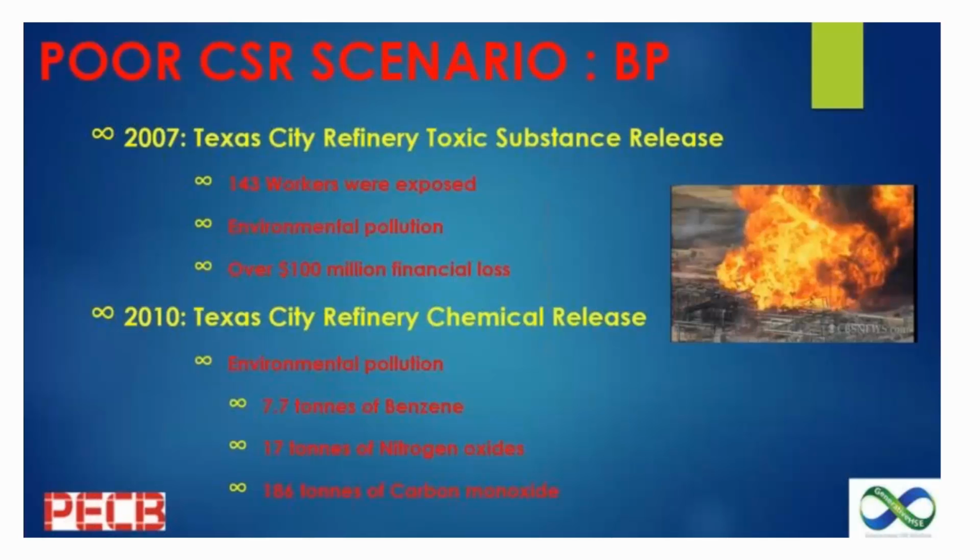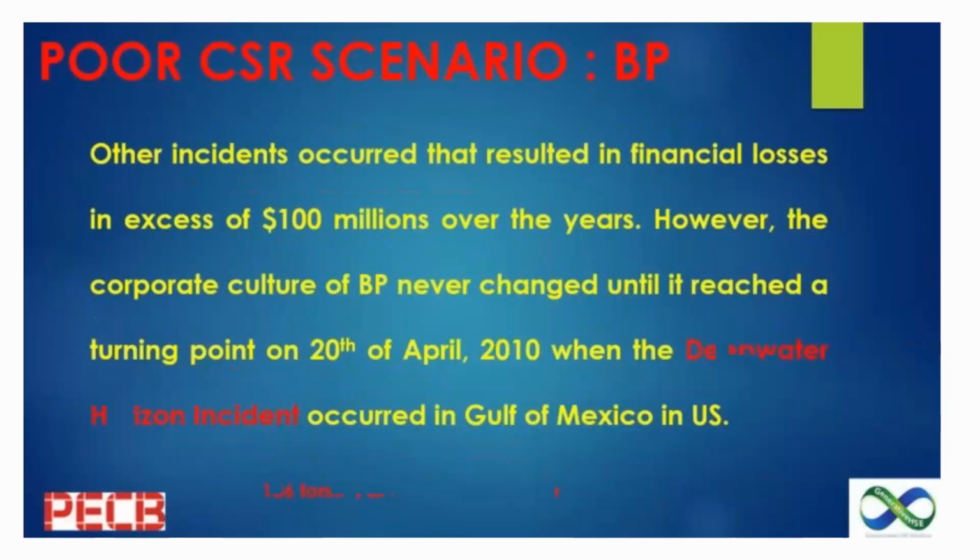And have it in mind that for each of these incidents, there were possibly over $100 million involved in punitive penalties and all that. But again, that didn't change the culture in which BP operates. So other incidents occurred that resulted in other financial losses in excess of $100 million over the years. However, the corporate culture of BP never changed until it reached a turning point.